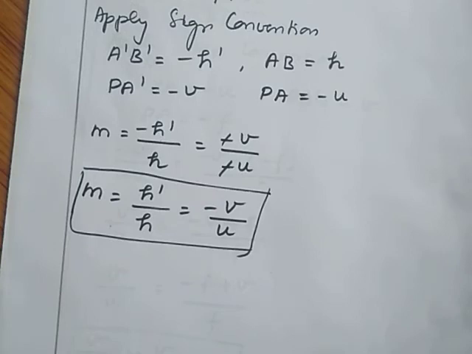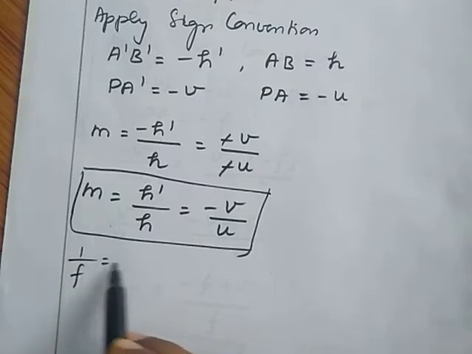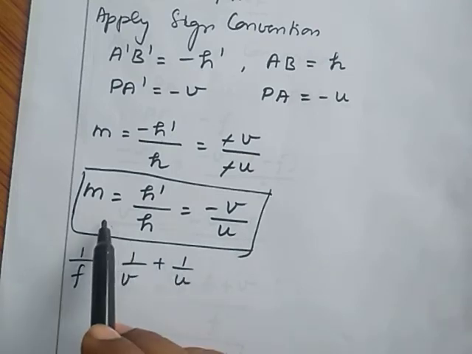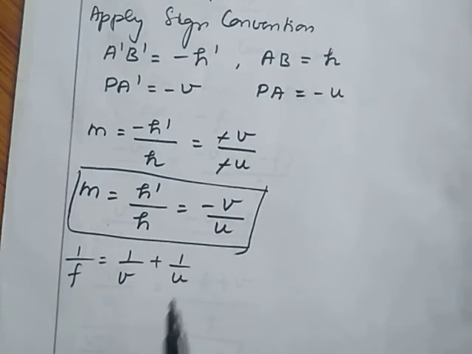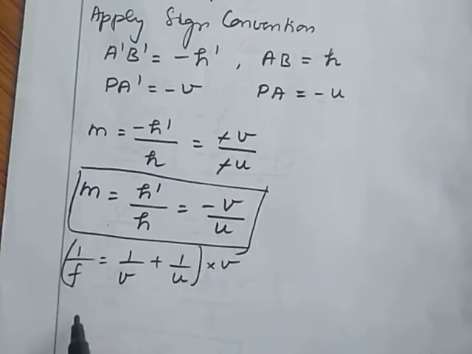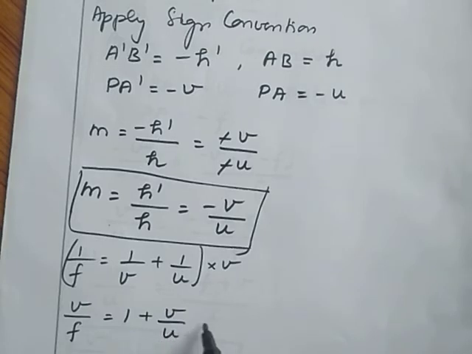In order to write this equation in terms of focal length, I use the mirror equation. We know 1 by f is equal to 1 by v plus 1 by u. In order to write the magnification in terms of v and f, I multiply the mirror equation by v. So I get v by f is equal to 1 plus v by u. On solving this, v by u is equal to v by f minus 1. Substitute this value in the magnification.